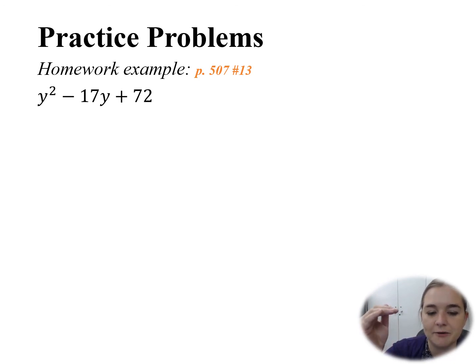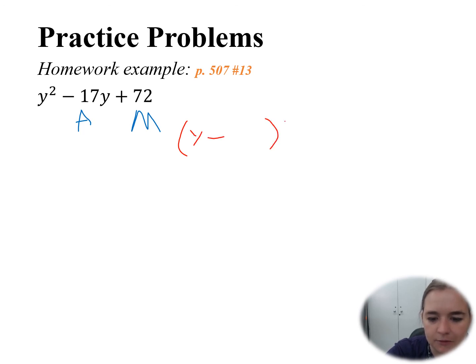If I think about my greatest common factor, there's nothing I can pull out of all three pieces. So I'm on to thinking about factor pairs that multiply to make 72 and add up to make a negative 17. Well, in this case, I see that I have positive for my multiplication, but negative for my sum. So that tells me that I'm going to have two negative pieces here.